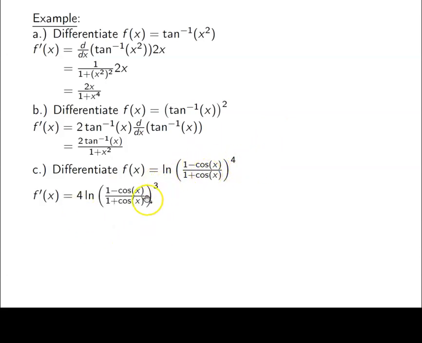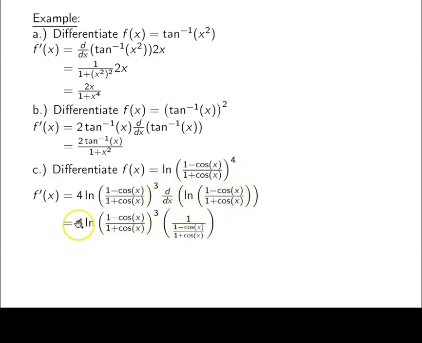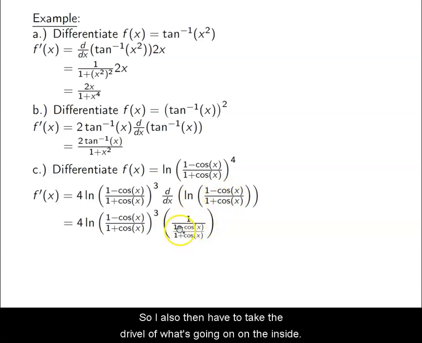Okay. Then the inside function is my natural log. So I'm going to have 1 over 1 minus cosine x over 1 plus cosine x. Okay. So I'm going to keep using this notation here. So let's go to the next line. So for natural log, and then everything on the inside to the 3rd power, the derivative of this is 1 over. So I also then have to take the derivative of what's going on the inside.